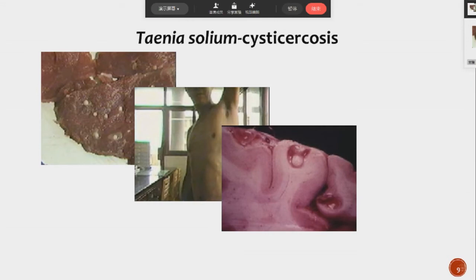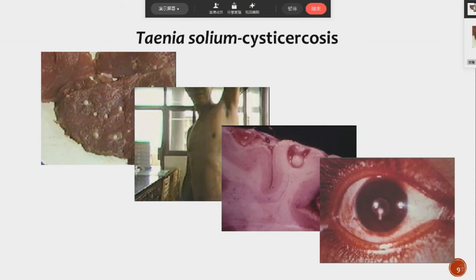And also they can go into the eyes or heart, or any part. So like this man, in his eyes, did you find the larvae? Did you find the worm? They are the same one, but this one is only parasitic in your eyes. So you can see some worm still moving in your eyes. That is for cysticercosis.